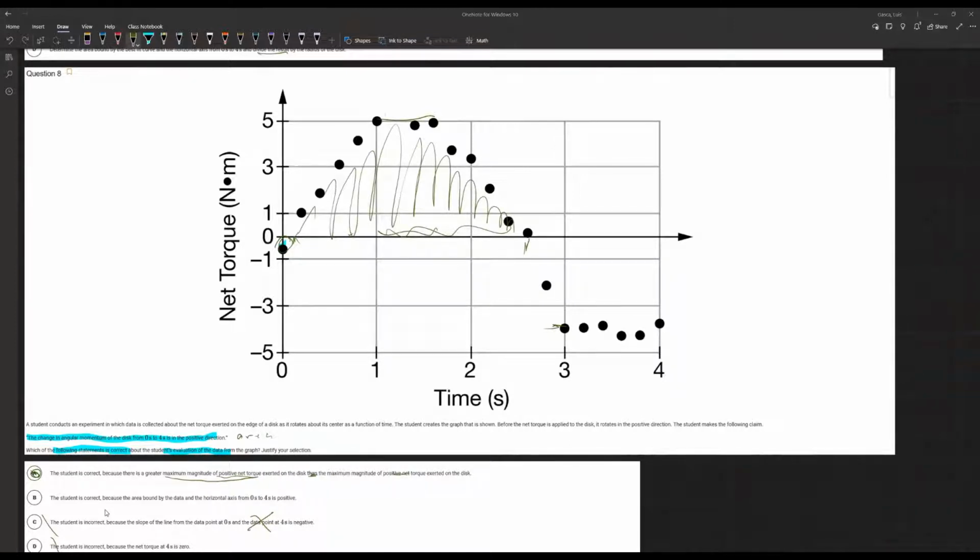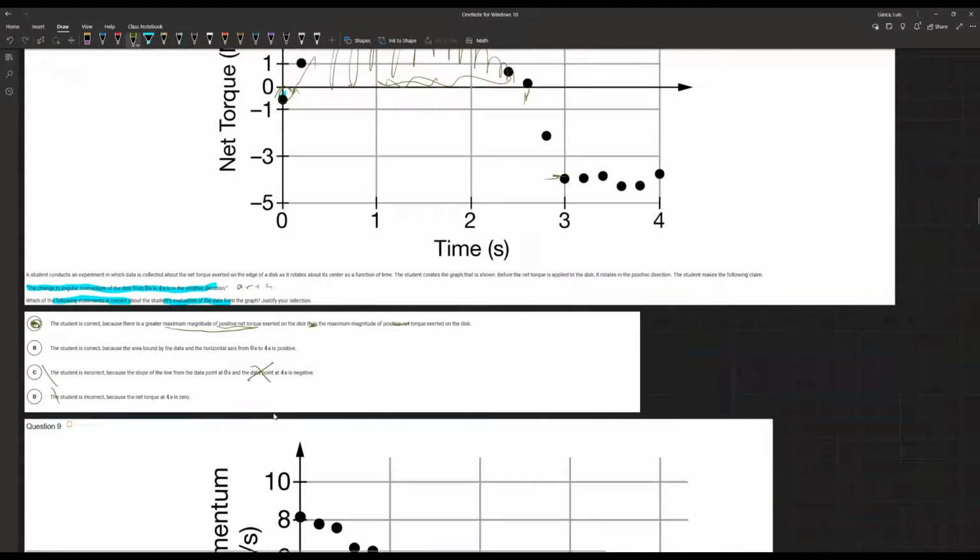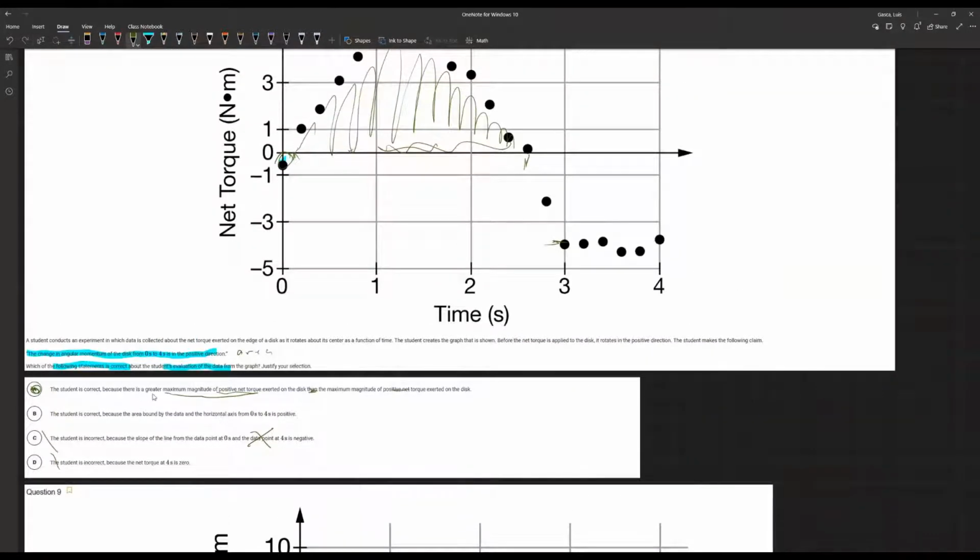Let me just check the College Board. That got signed out, to see if there was a mistake on this question. So really important, we're not looking for the slope. We're looking for the area.